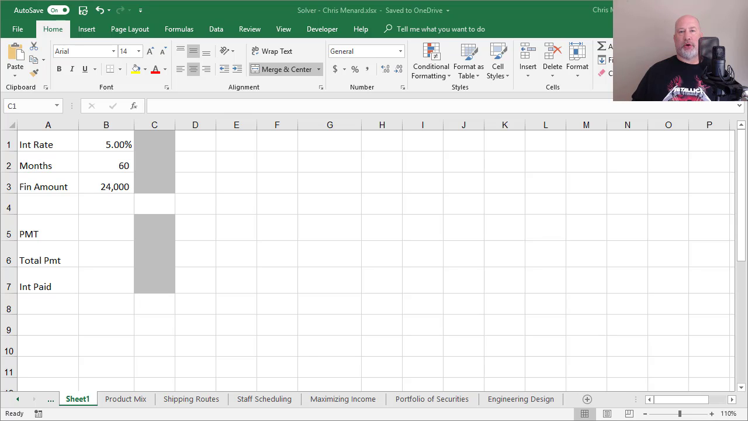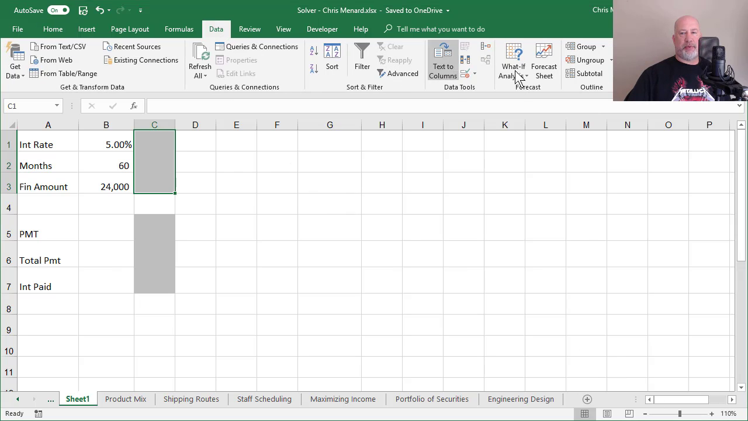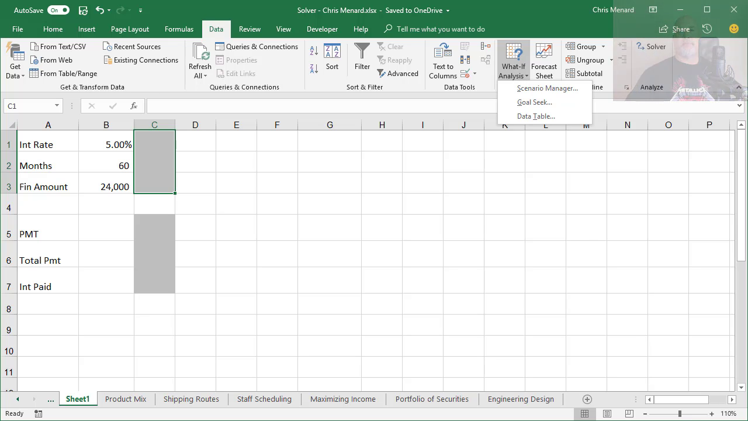Microsoft Excel has a really cool feature called What If Analysis, and today I'm going to show you how to do a data table. And there's two different data tables you can use. So when you click on Data at the top, What If Analysis, there is Data Table. I'm going to do two of them. So let's go ahead and get started.